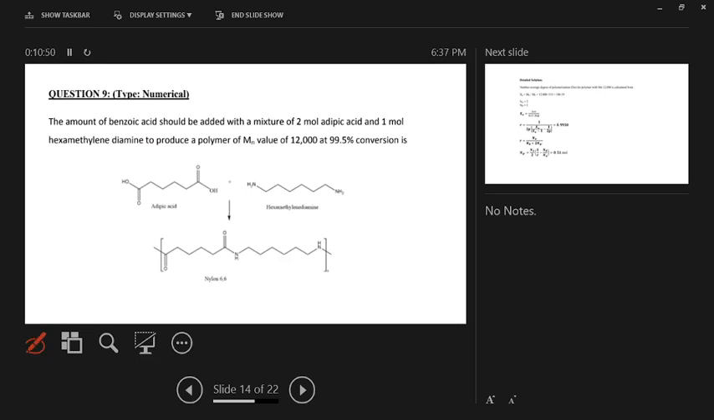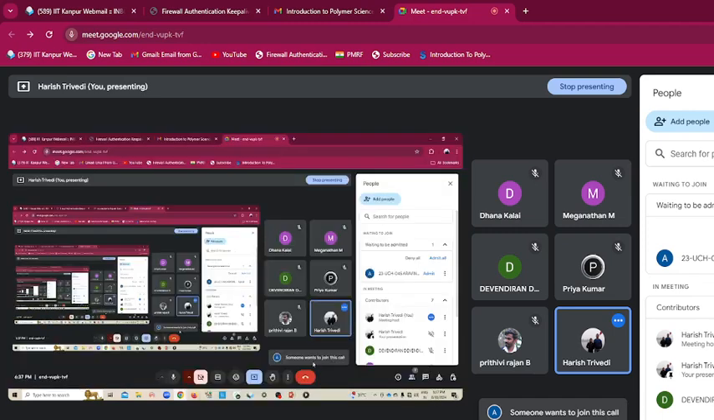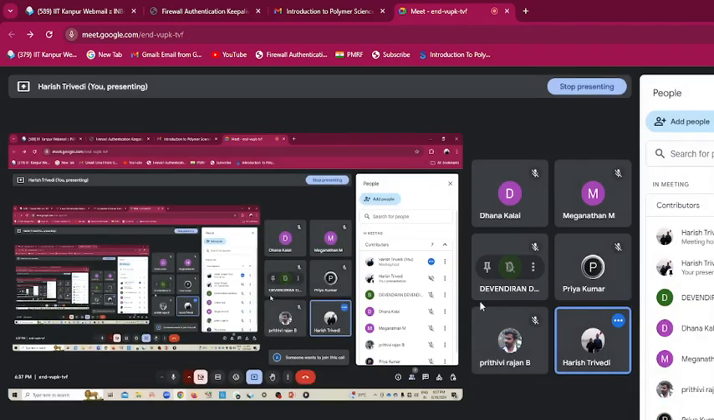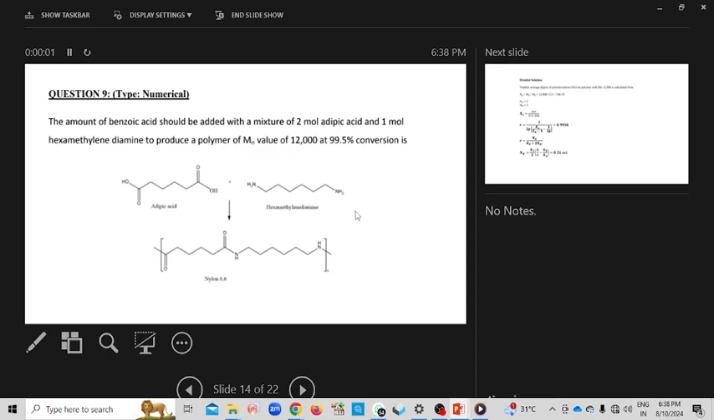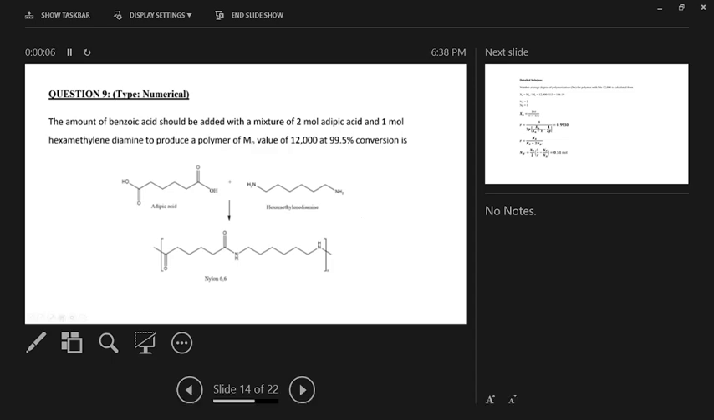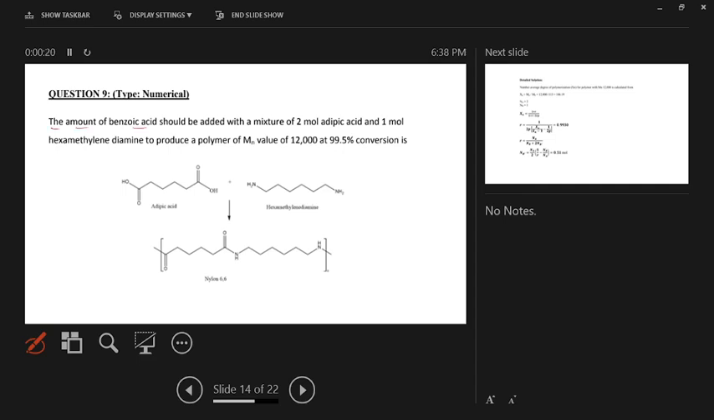Okay, then question number 9. Now we are going to discuss question number 9. This is a numerical type question. The question is: the amount of benzoic acid. So it will be, you can say, a chain stopper.